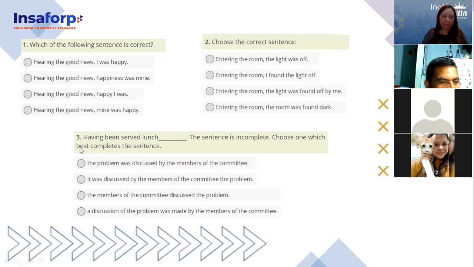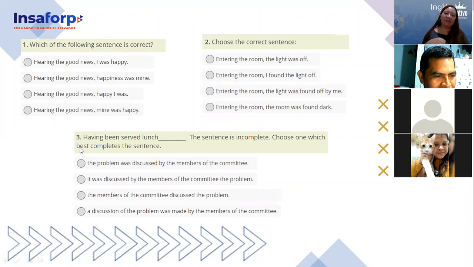La vamos descartando. Ok. Having served lunch, the problem was discussed by the members of the, ¿qué dice? Si usted pusiera esa información de corrido, habiendo sido servido el almuerzo, el problema fue discutido por los miembros del comité. Tendría que haber una coma, ¿verdad? ¿O no? Ninguna tiene coma. Vaya, busquemos. Para que la primera fuera la correcta, tendría que haber una coma. Veamos la segunda opción. It was discussed by the member of the committee the problem. Esa no puede ser, definitivamente. Está chiflada, no.